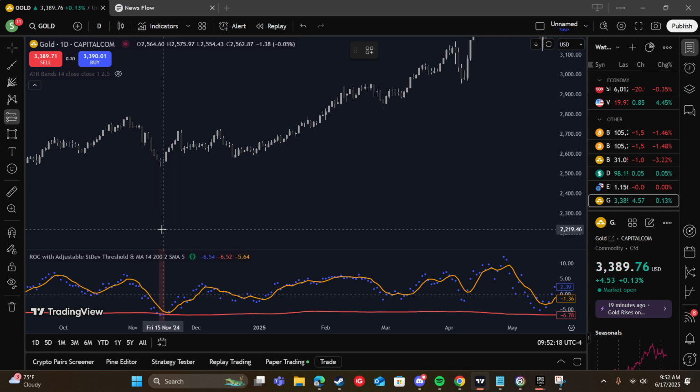So what I do here is I look, and the rule he came up with is the rate of change must be or was below recently, so let's say within a few periods, let's say 5. And the current rate of change period must be greater than the last period and greater than the last 3 periods.